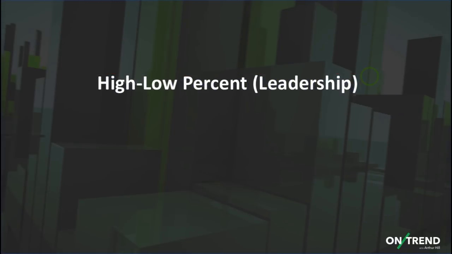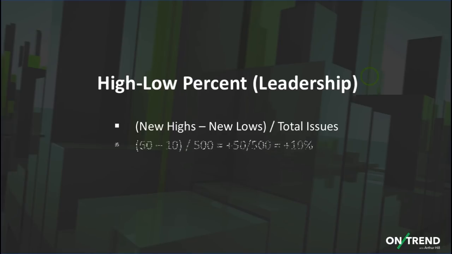All right, the next group we're going to look at is high-low percent. And this is used to measure leadership. And we want to see a certain percentage of stocks showing leadership. All right, we need some leadership out there to pull the market higher. High-low percent, just like 80%, is measured the same way. New highs minus new lows divided by total issues.